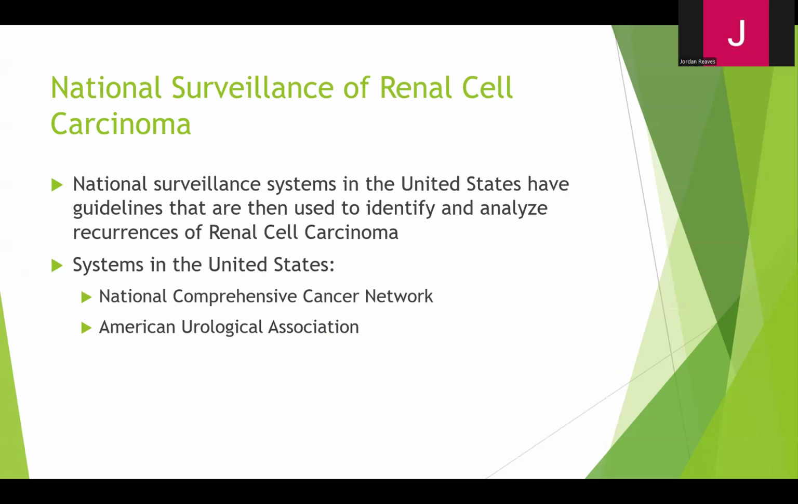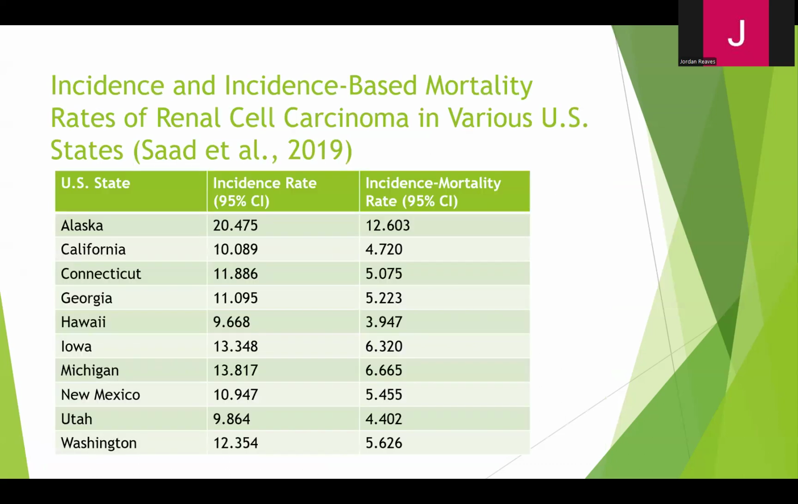So national surveillance of renal cell carcinoma. There's a couple systems in the United States for this disease, and they are used to identify and analyze recurrences of renal cell carcinoma. So these systems include National Comprehensive Cancer Network and the American Urological Association. So I found a source that dealt with incidents and incident-based mortality rates in various states. So it wasn't all 50 states, but there was a few. Alaska had the highest incidence rate of 20.45, and then incidence mortality rate of 12.603. All the other states had relatively similar rates, and they all worked together, but Alaska was the outlier here, which I found really interesting.